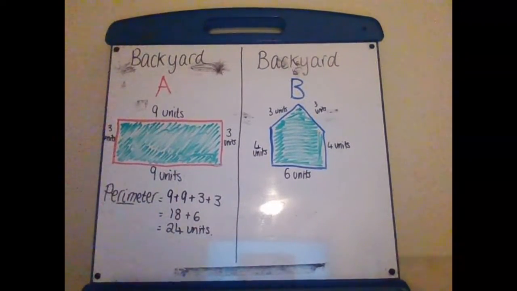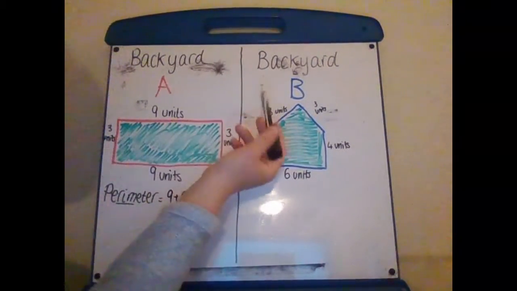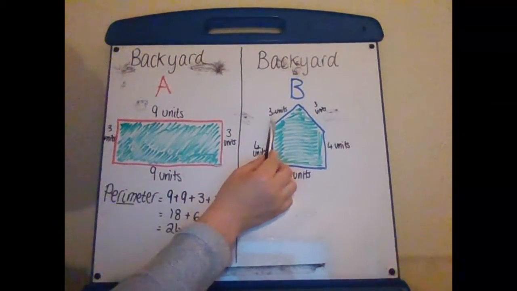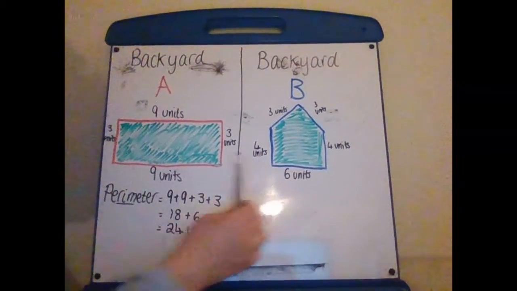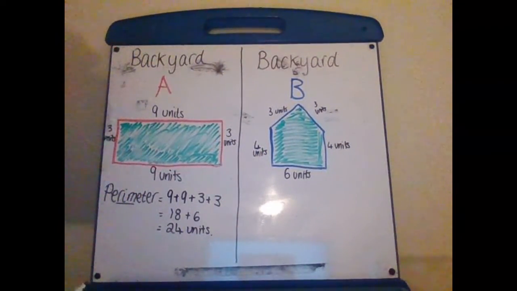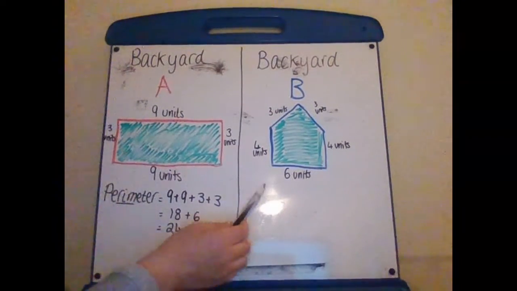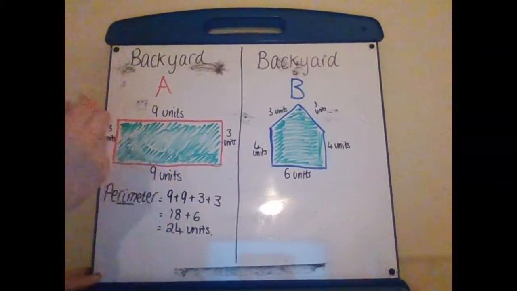Now what I would like you to do is look over at backyard B. 3 units, 3 units, 4 units, 6 units, 4 units. I'd like you to pause the video and calculate the perimeter of B. Once you are done with getting the perimeter, play the video again and you will see me going over it.